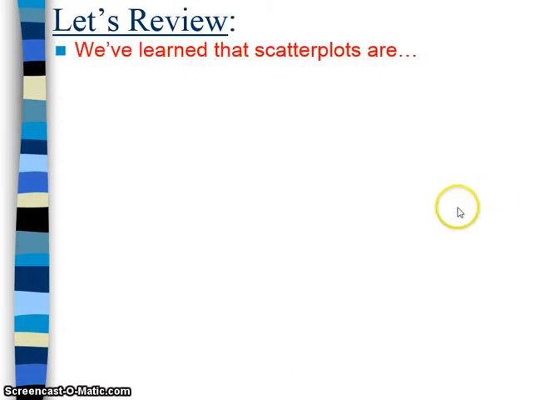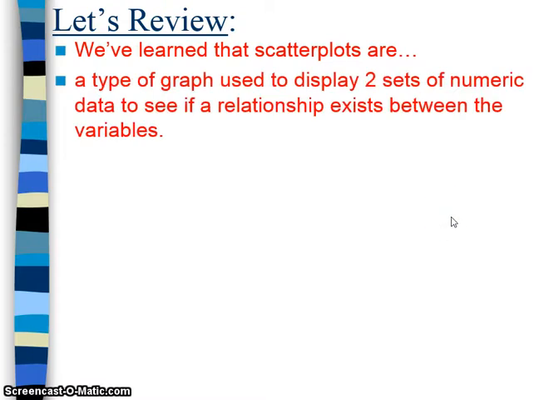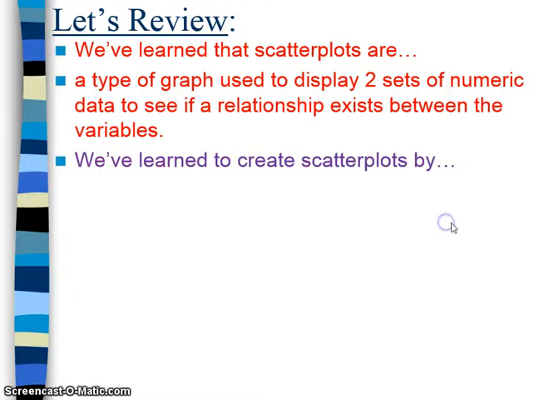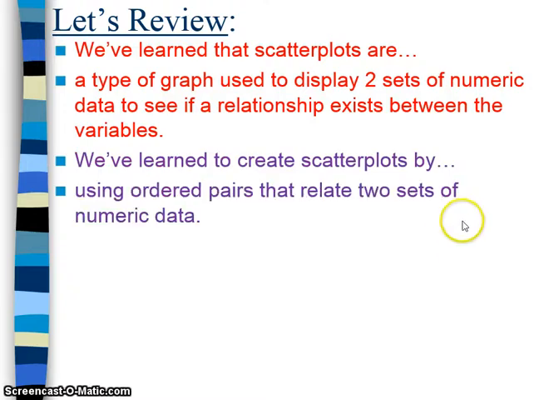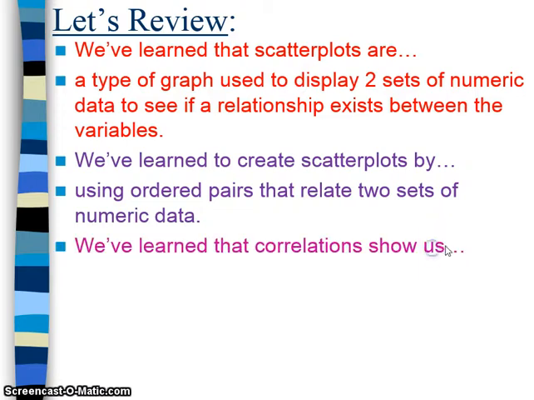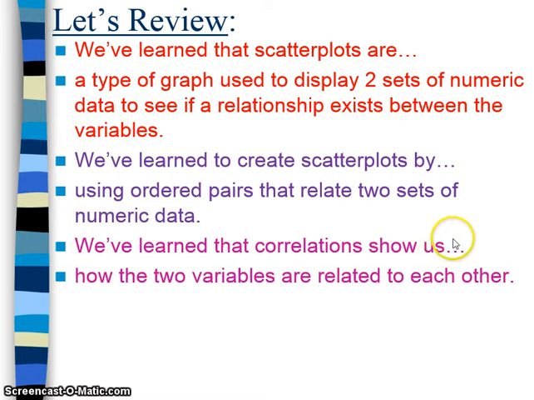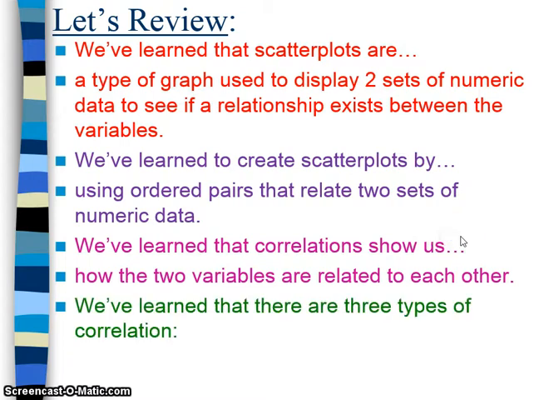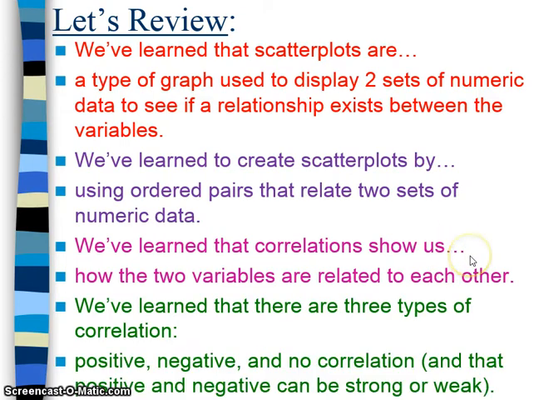So let's review what we've learned. We've learned that scatter plots are a type of graph used to display two sets of numeric data to see if a relationship exists between the variables. We've learned to create scatter plots by using ordered pairs that relate two sets of numeric data. We've learned that correlations show us how the two variables are related to each other, and we've learned that there are 3 different types of correlation: positive, negative, and no correlation, and that positive and negative can be strong or weak.